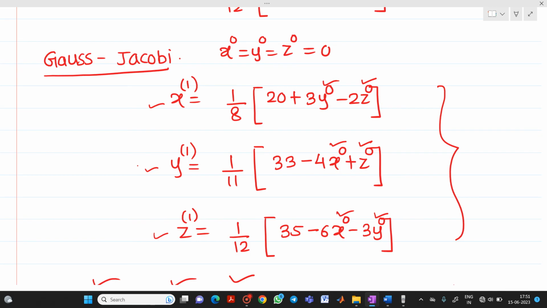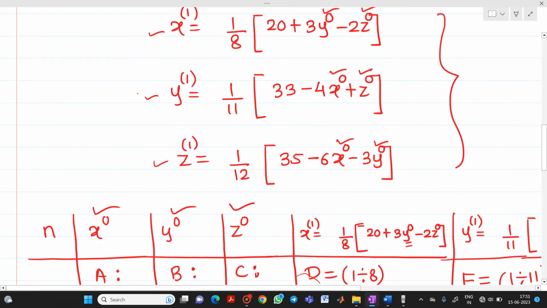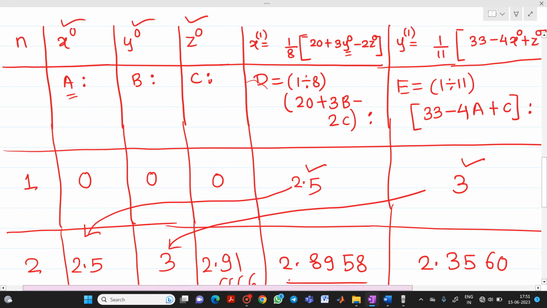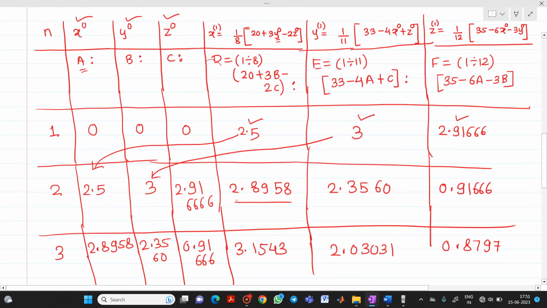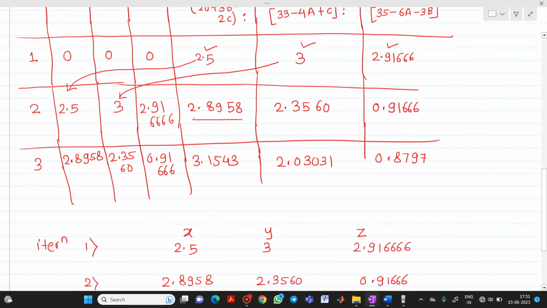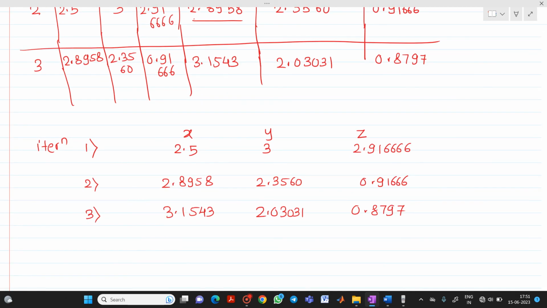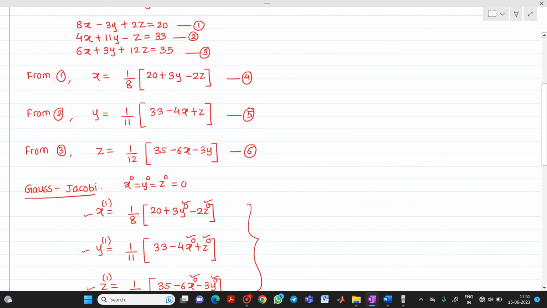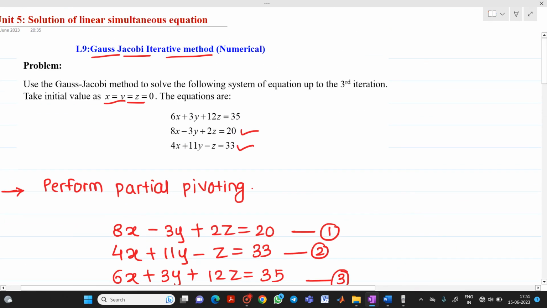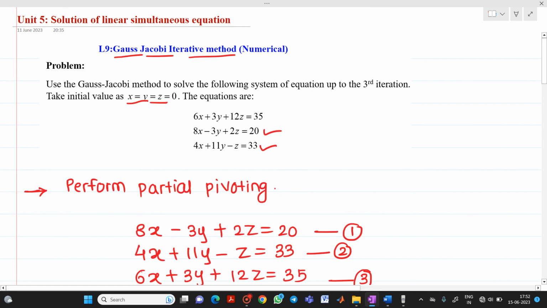If you try to solve by that conventional method, it will take 3 or 4 pages depending upon your handwriting. And yes, this method is acceptable in any kind of examination, but you have to clearly show the meaning of this table. That's why at the end we have written the answers of x, y and z. So this is the Gauss Jacobi iterative method to solve linear simultaneous equations.